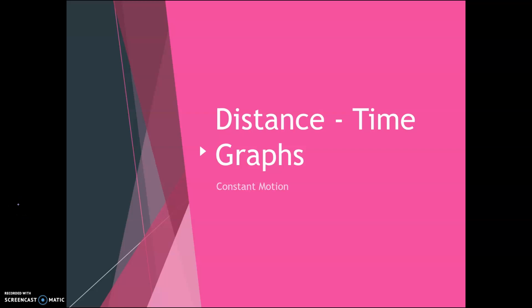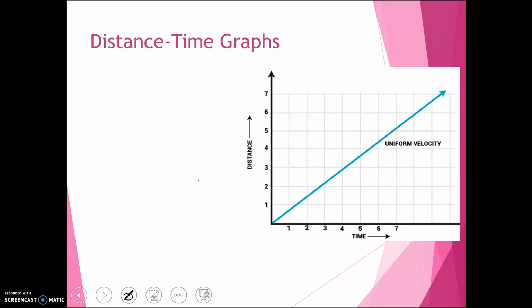In this video, we're going to be talking about constant motion. So this constant motion, we're first going to be looking at a distance versus time graph. On these distance versus time graphs, you're always going to see distance on the y-axis, and you're always going to see time on the x-axis.